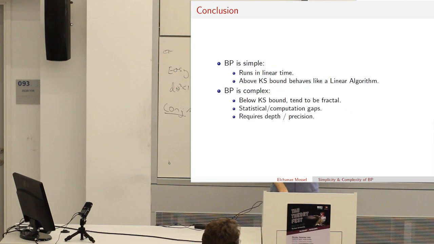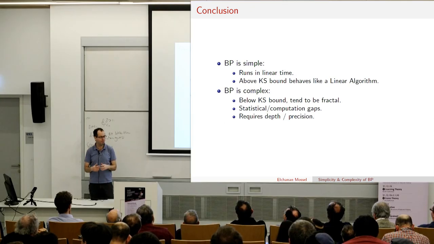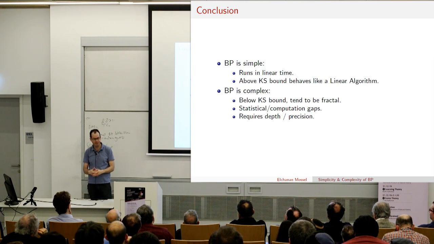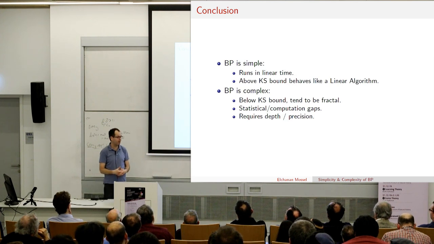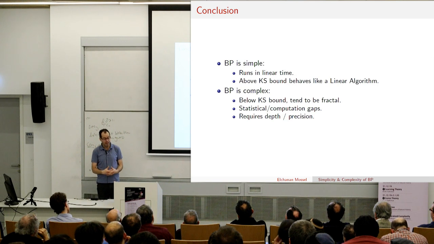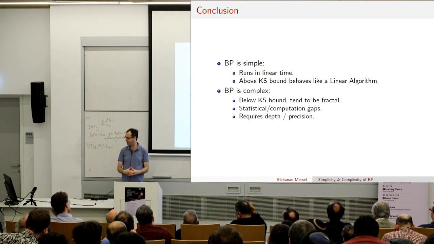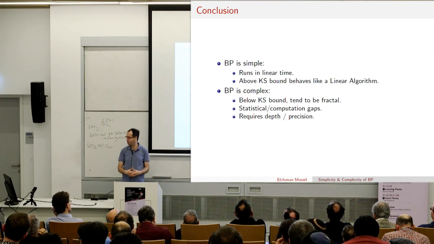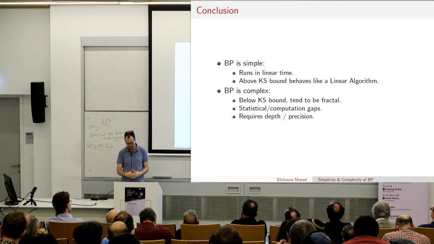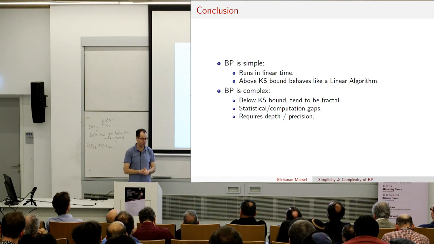Good. So let me summarize maybe. I promised to talk about simplicity and complexity. So BP is simple because it runs in linear time, and above this Kesten-Stegum bound, it behaves like a linear algorithm. It's complex because it tends to be fractal below the Kesten-Stegum bound. There seem to be some statistical-computational gaps, and it seems to require depth and precision. Okay. Thank you.